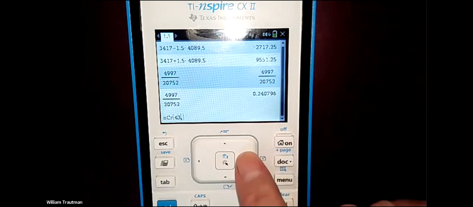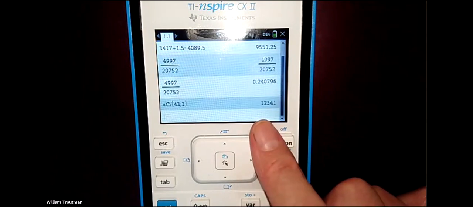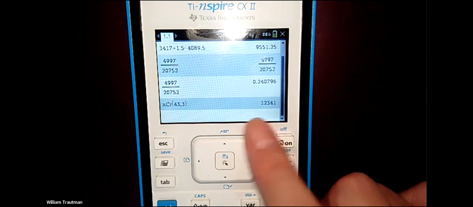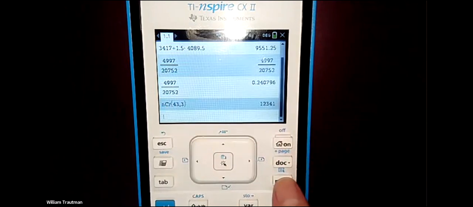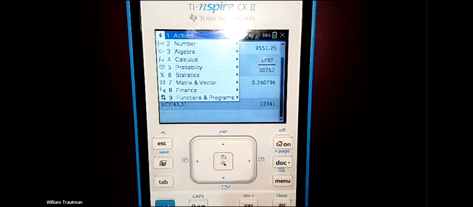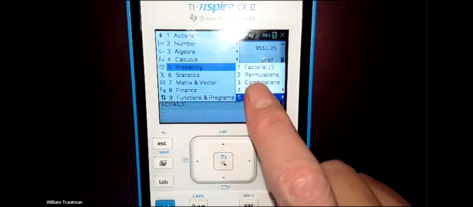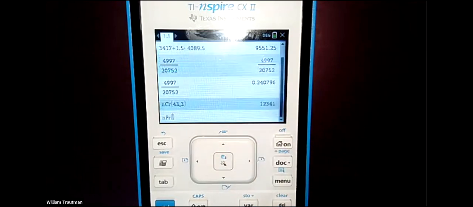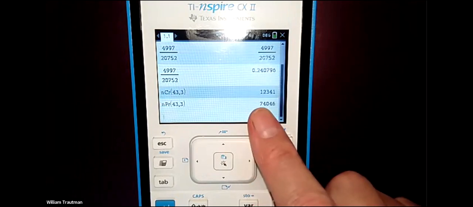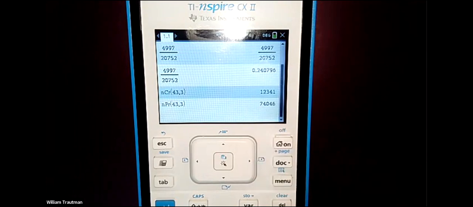Hit enter. I definitely typed something in wrong. Oh, I hit C. Let's try this again. Menu 5. And we're doing combination. Wait, we're doing permutation 2. And we're doing 43, comma 3. And when I hit enter, there's my answer. This is how many different ways? 74046.